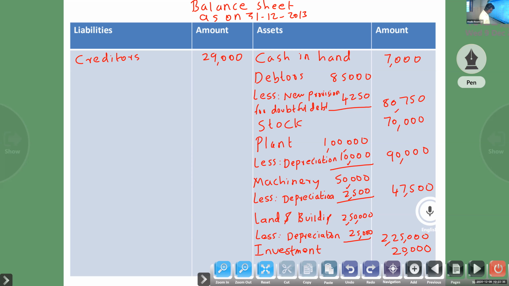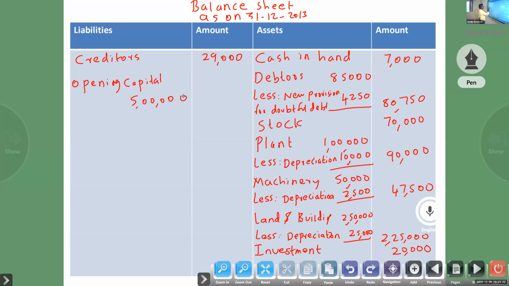Adjustment, everything we wrote: depreciation, provision for doubtful debt, everything we wrote. Now here, opening capital. Here only opening capital will be used. Already we prepared the opening statement of affairs. Opening capital, Karthik. Opening balance sheet balance, 5 lakh. Opening capital is given as 5 lakh.